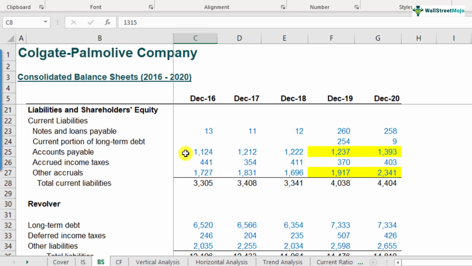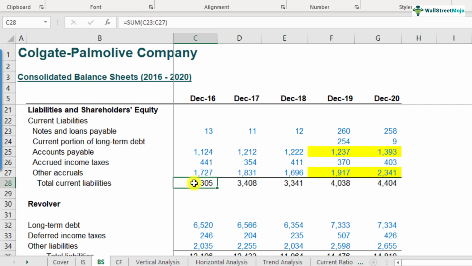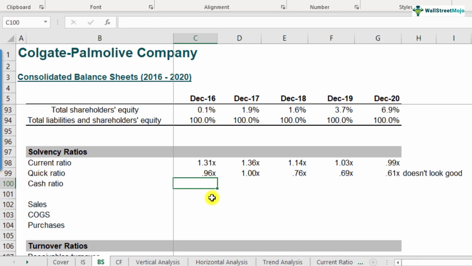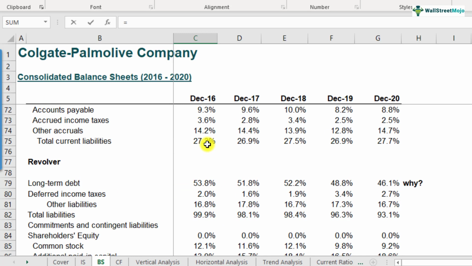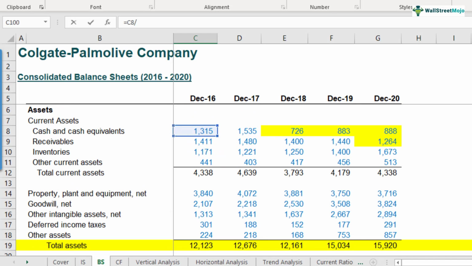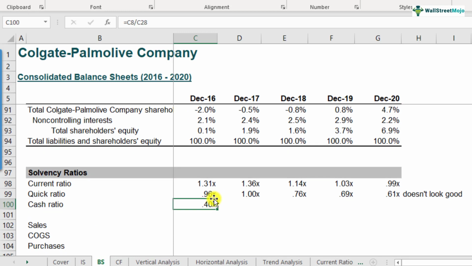Let's look at the current liabilities. It's on row number 28. And obviously we don't have to deduct anything here. That's fine. Let's go to the next row. That's where we will calculate the cash ratio. So cash ratio is equal to cash and cash equivalents divided by our current liabilities. Okay, this comes out to be 0.4.